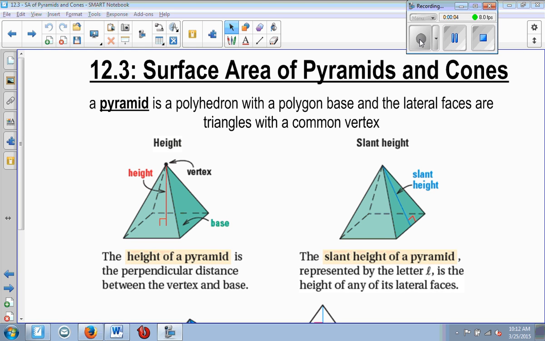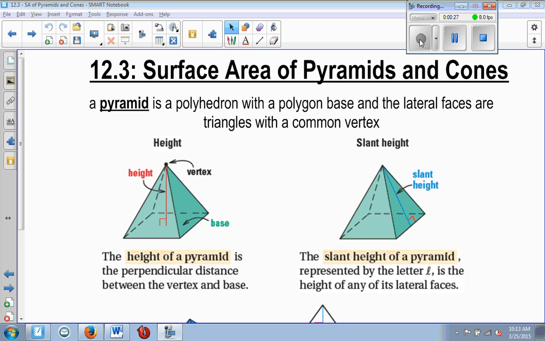Today's lesson is going to cover surface area again, just like last lesson did, but this time we're going to talk about pyramids and cones. So keep in mind the last lesson was about prisms and cylinders, so we were talking about two-based figures. Today we're going to talk about pyramids and cones, which are one-based figures, and then they come to a point at the top of the figure.